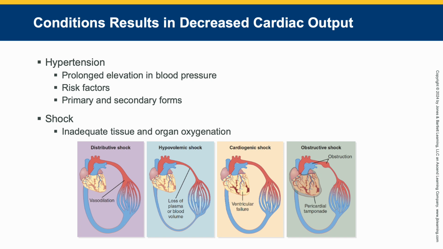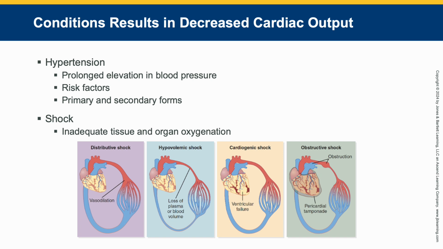Risk factors, again, include age. The vessels are less compliant as we age. Family history, those that are obese or physically inactive, tobacco use, and then a high-fat or high-salt diet. Primary hypertension is a condition that develops over time, while secondary comes on pretty rapidly.